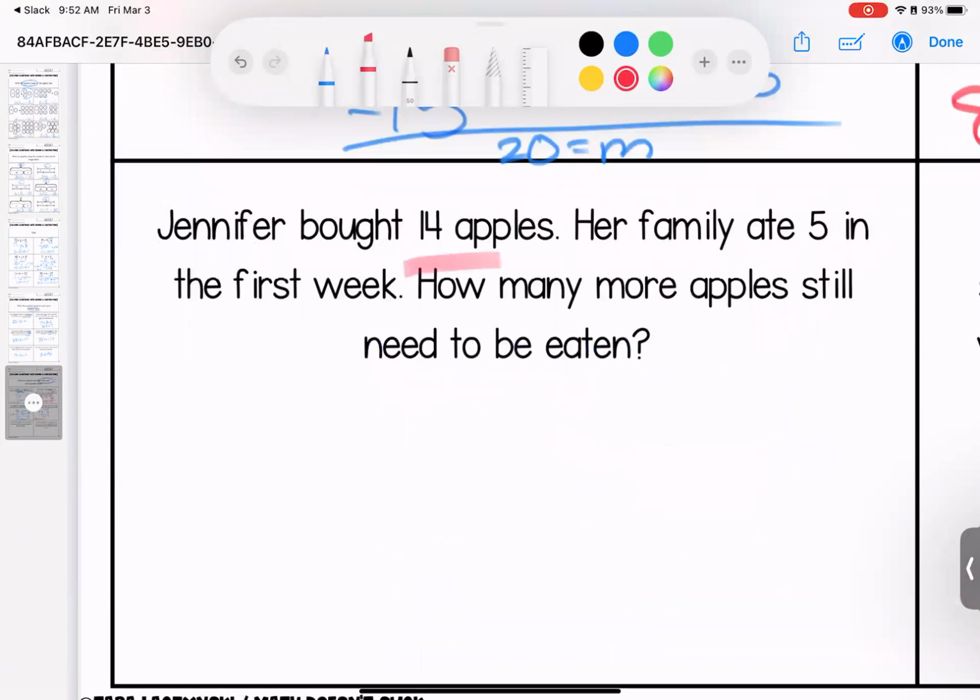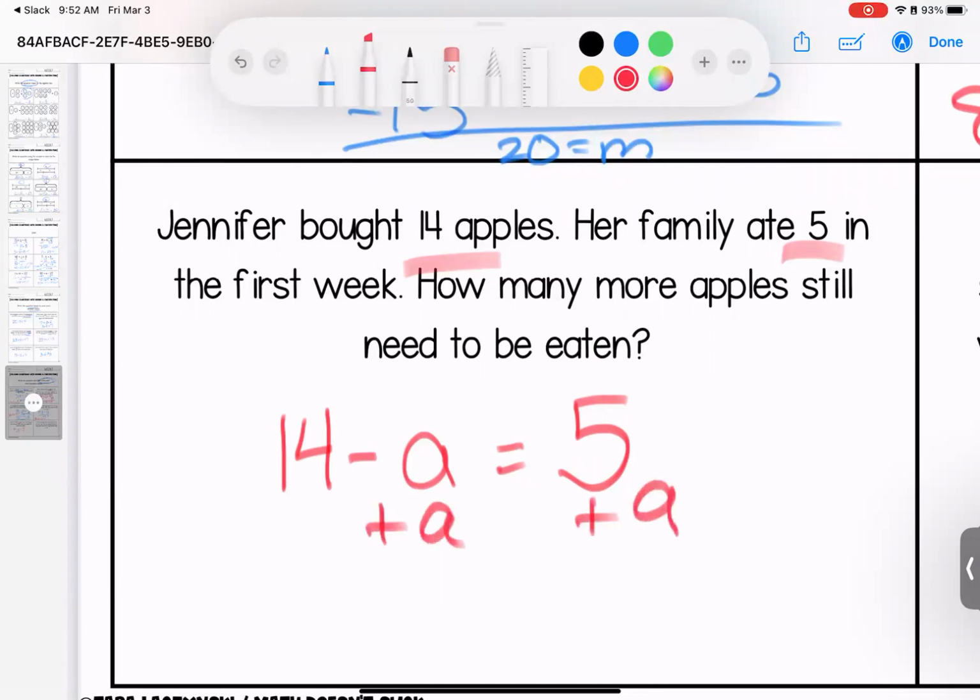Jennifer bought 14 apples. Her family ate 5 in the first week. How many more apples still need to be eaten? So we know that she has 14 apples. We still need to eat an unknown amount. And so far, they've eaten 5. So again, we have that negative variable. We need to switch places.